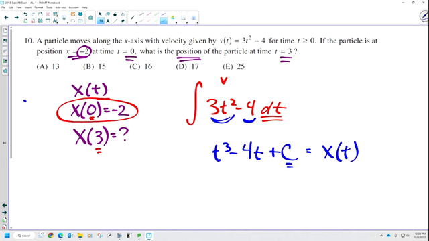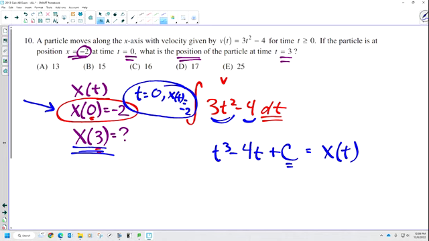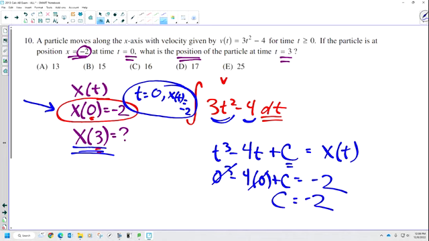I am going to use this initial condition to solve for that c. Once I've got the c, then I can solve for this right here. So when time is 0, the output, x of t, is negative 2. So when time is 0, 0 cubed minus 4 times 0 plus c equals my output, negative 2. C is negative 2. I can take this value of negative 2 and throw it in here, and now I have the equation for position.